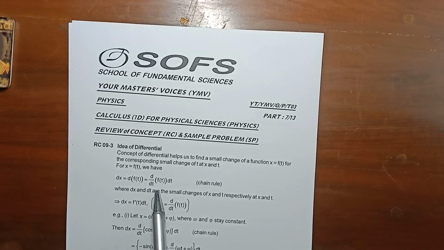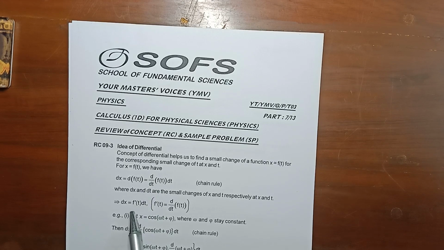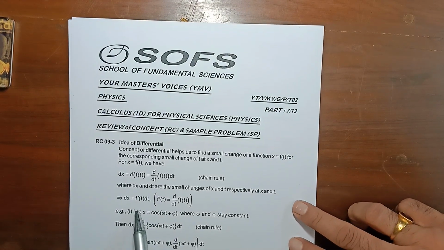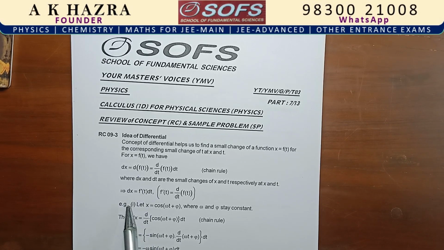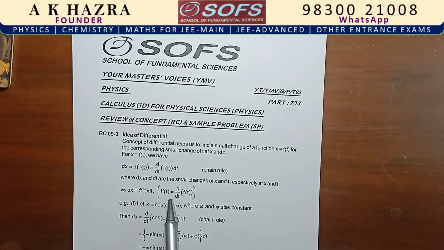This implies dx equals d/dt of f(t), which we can also denote by f dash t, or f prime t. So we can write dx equals f prime t dt. In this way you can find the small change of x, that is dx, for the small change of t, that is dt, at the moment of time t, the instantaneous situation. At the instant t, we can find the small change of x, that is dx, for the corresponding small change of time dt.